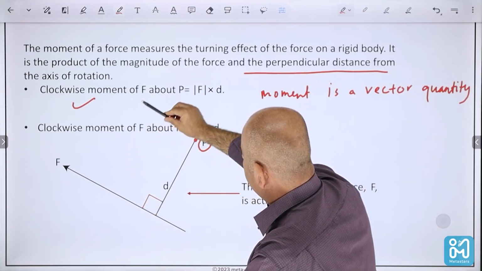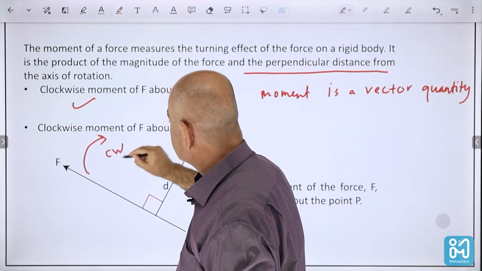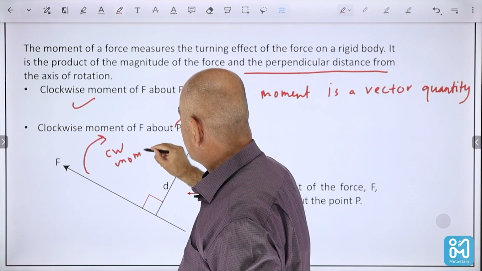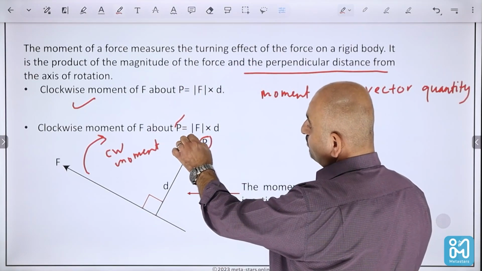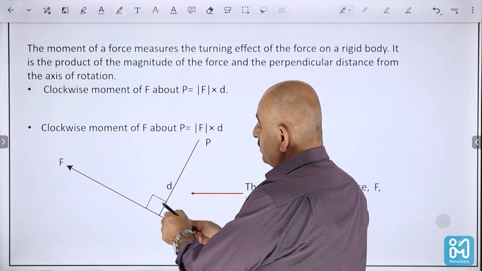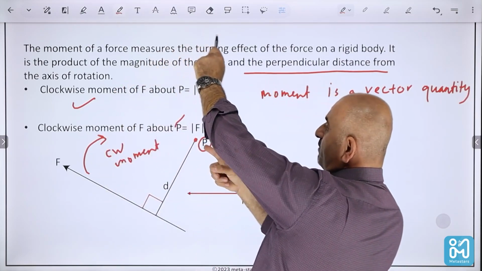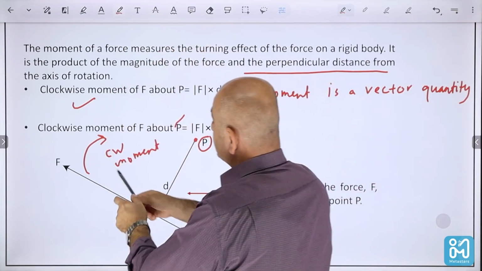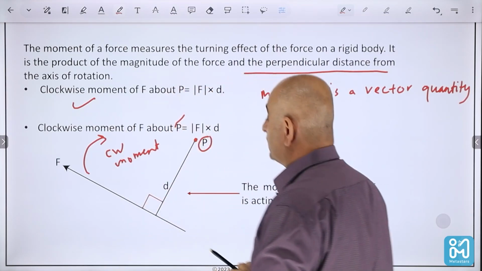It's going to turn like this, right? Okay, so the force here is producing what? Clockwise moment. Again, I'm applying a force on this body over here. This is a rigid body, and I'm applying a force on it. So it's going to be turning this way around what? Around the pivot. That is a clockwise moment, because its direction will be in the direction of the clock, clockwise.